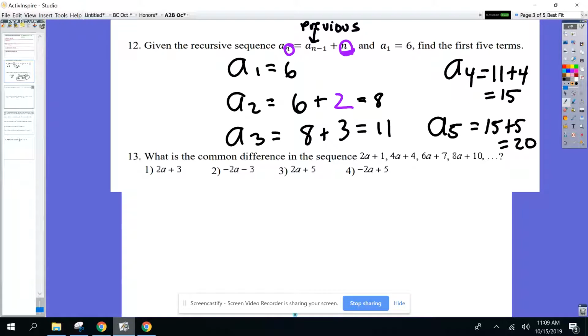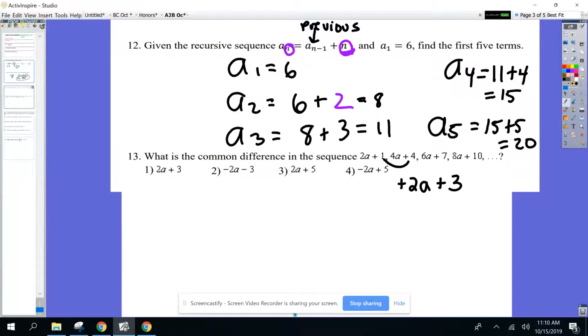Okay, again, ready, Marissa. So it looks like from 2a plus 1 to 4a plus 4, I got to figure out what I'm adding. So as I go from 2a to 4a, what am I adding? 2a, right? So from here to here, I'm adding 2a, and notice the numbers. I'm going from 1 to 4. 3. So not only do I add a 2a, I also add 3 to it.